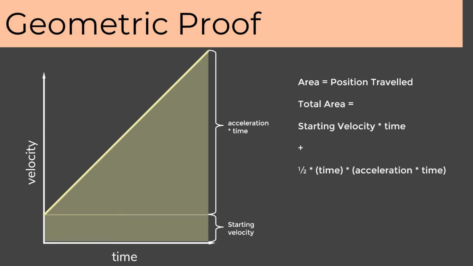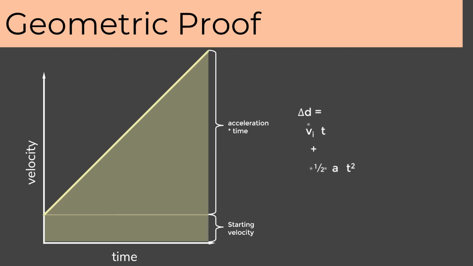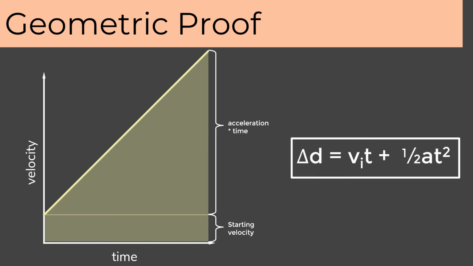We can then reduce everything to their respective variables. Notice how in the second term there are two t's, so we can multiply them together to become t squared. After rearranging them, we get our second equation. The change in distance is equal to the starting velocity multiplied by the time plus half of the acceleration multiplied by the square of the time.